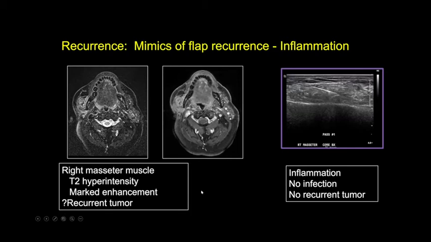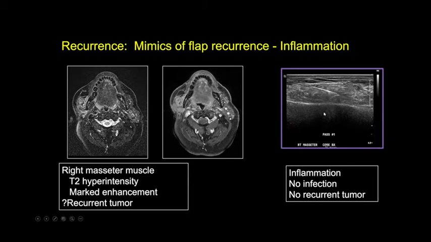There are three main mimics of recurrent tumor in a flap, and the first is inflammation. This patient's had a right parotidectomy, had a reconstruction with some skin and muscle to reconstruct the contour of the cheek, and the masseter muscle is very, very edematous. The subcutaneous fat is edematous, and the muscle itself and the perimuscular surroundings enhance robustly. It'd be hard not to be worried that this has tumor in it.